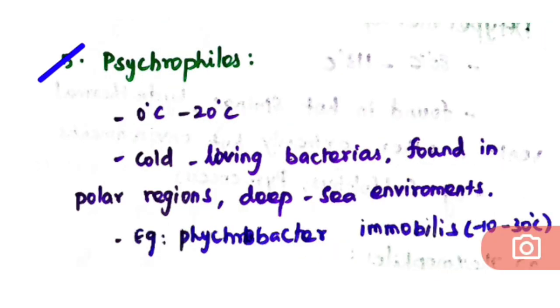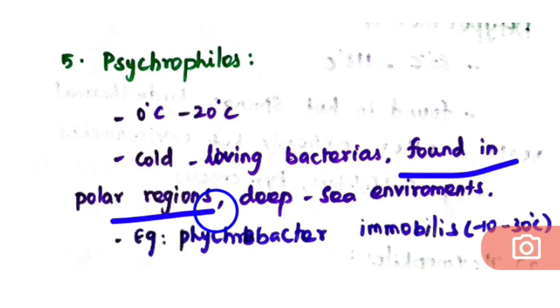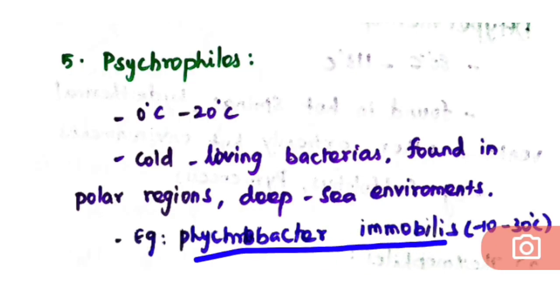The last one is psychrophiles. It can grow at extreme cold temperature, that is 0 degree centigrade to 20 degree centigrade. These bacteria are known as cold loving bacteria, and they are found in polar regions, glaciers, deep oceans and deep sea environments. Example Psychrobacter immobilis, which can grow at -10 to -30 degree centigrade.